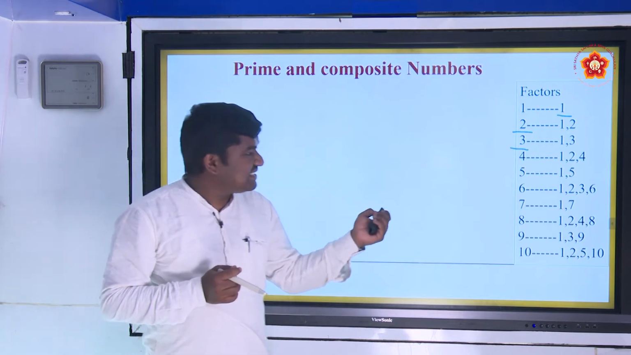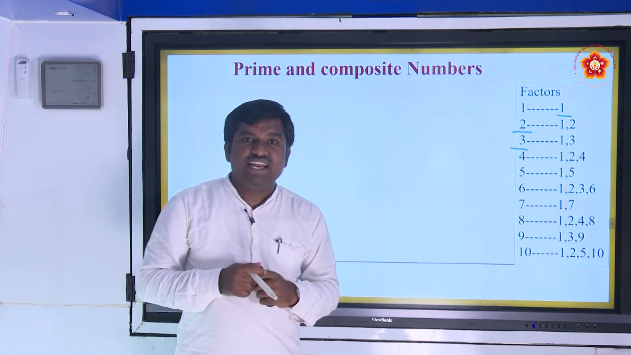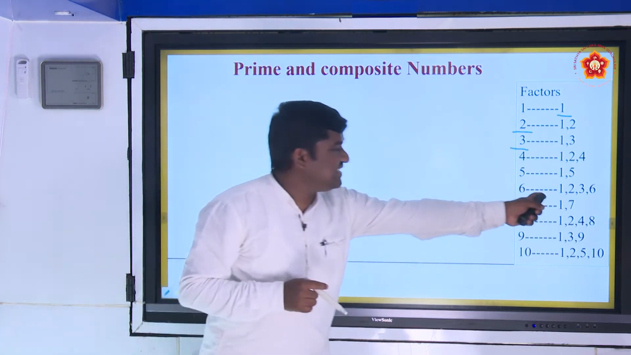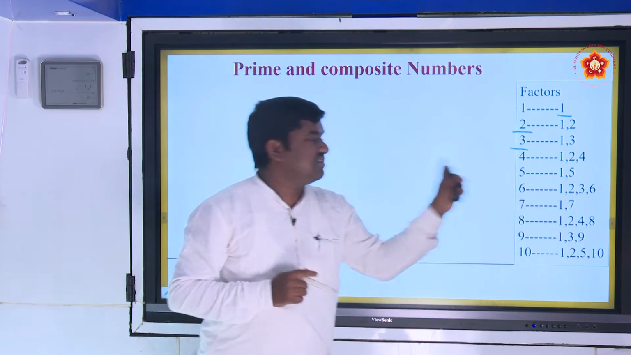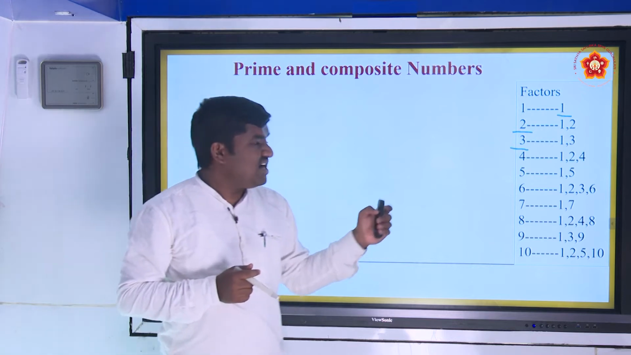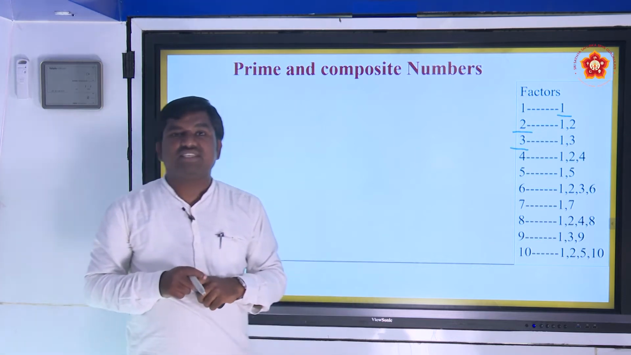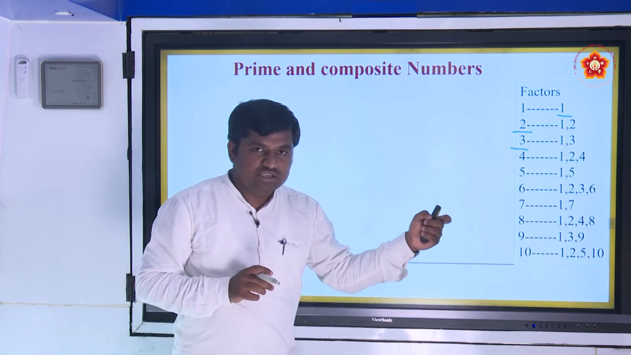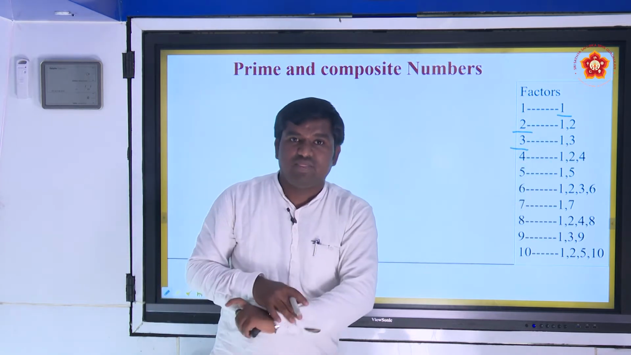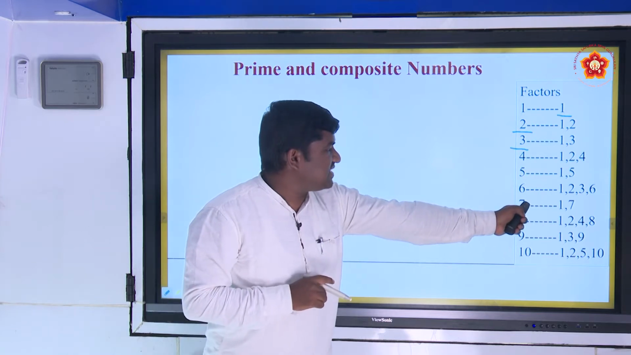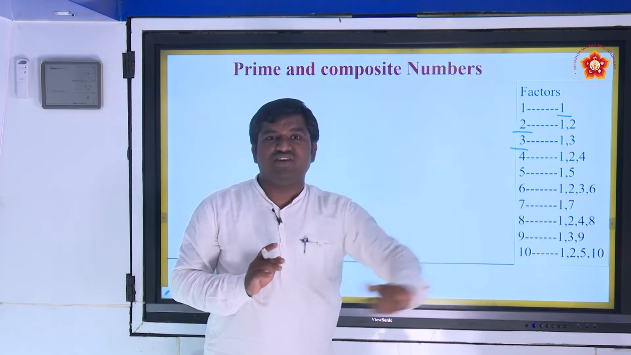Factors of 6 are 1, 2, 3 and 6, because 1 6 is 6, 2 3 is 6, 3 2 is 6, 6 1 is 6. Next, factors of 7, 1 and 7. This number multiplies from 1 and 7 only. The number 7 divides by 1 and 7 only.